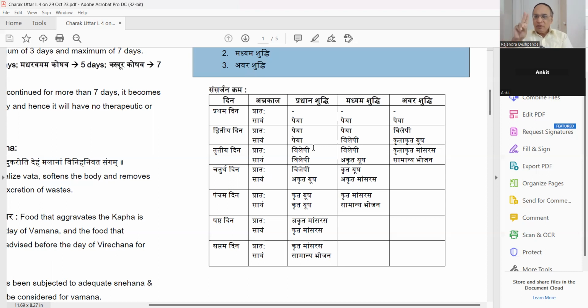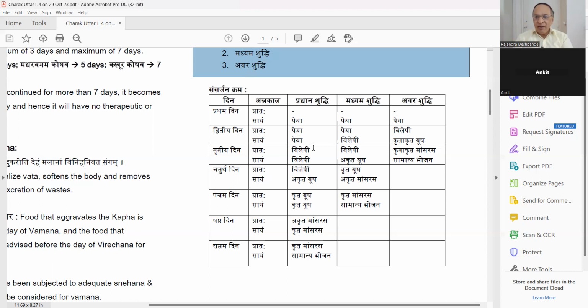Now, Yusha, 2 types only. Akrita Yusha and Krita Yusha. Very easy. So, tell me, Yavagu, in brackets write down rice. Only rice is used for the preparation of that food product. And in Yusha, green gram is used.